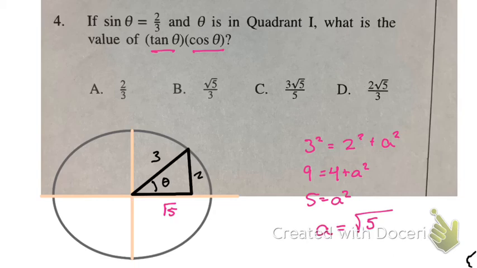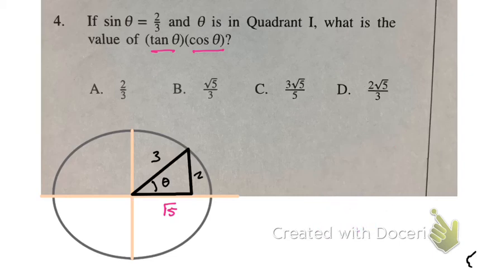I can erase all of my Pythagorean theorem work, which I typically do in my head, but that's because I've been doing this for a very long time. So then, what is the value of tangent? That's 2 over root 5, which I am not going to choose to rationalize now because I'm just going to do all of my work first. And then I'm going to multiply it by the cosine of theta, which is adjacent over hypotenuse.